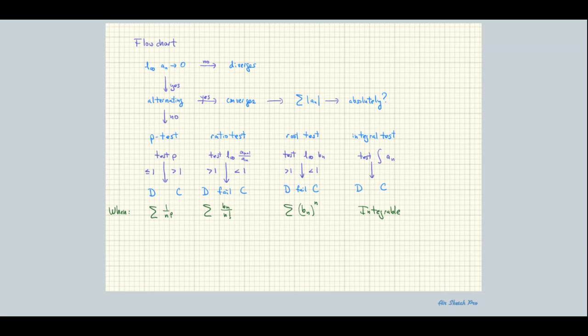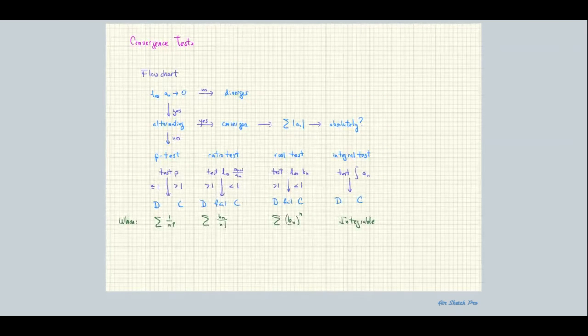I mean, there are other tests that we could use, but these are the only ones we're going to cover. And if you can integrate it, it's going to be an improper integral, right? And if the improper integral diverges, the sum diverges as well. And if the improper integral converges, then the sum converges. So that's the whole story on those. Okay? That's the overview, and this is the flow chart you're going to want to study and memorize.